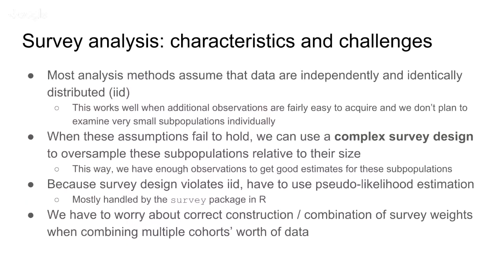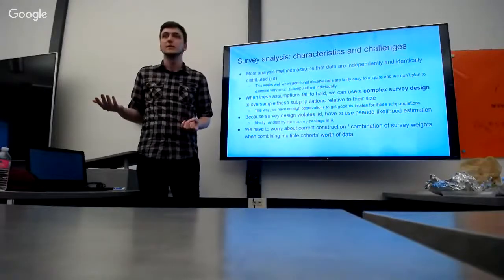So now just some more ideas as to why survey analysis in particular is challenging. In most machine learning and data analysis methods, you make some sort of IID assumption. So you say the data you're working with all came from the same distribution and they're independent of each other. And this works well for modeling when additional observations are fairly easy to acquire, and we don't plan to examine very small subpopulations individually. So this works pretty well in image data, for example, because you can always pull more images off of the internet.